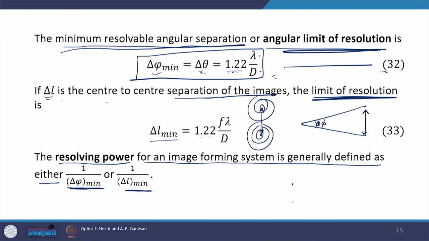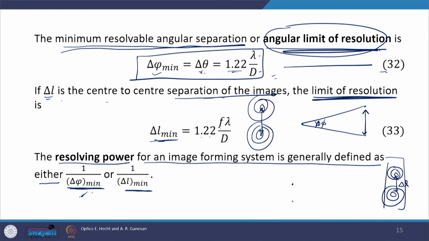We have point sources here, we have a screen here, these two point sources form their own images or their own disk, and the center to center separation of this disk is delta L. The minimum value of this distance is delta L min, which is called limit of resolution, and the inverse of limit of resolution is resolving power, or the inverse of angular limit of resolution is also resolving power. Depending on whether we are talking in terms of angle or length, the expression varies. They both are equally valid, 1 by delta phi min and 1 by delta L min.